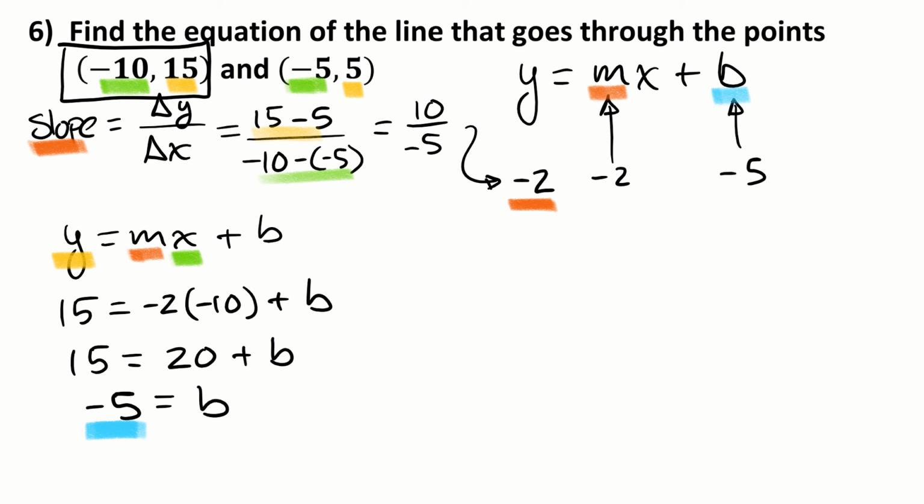So I can write my answer. I can write the equation of the line. The equation of the line that will hit both of those points is y equals -2 times x minus 5.